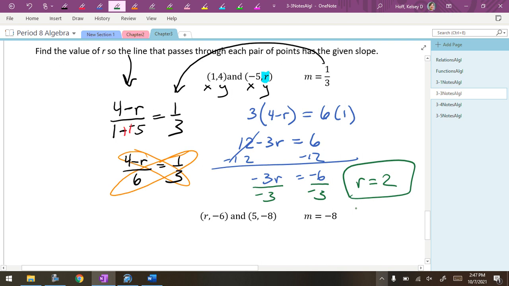If that coordinate was a 2, we would have that same slope. You have to show me cross multiplying to prove this, though. Try the next one on your own.